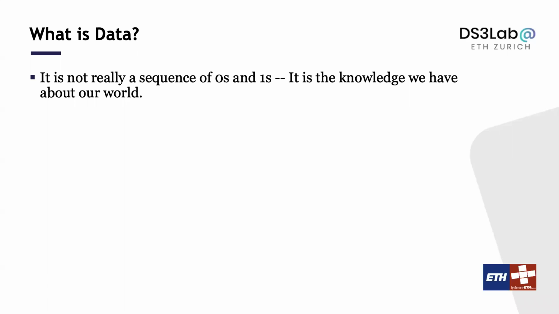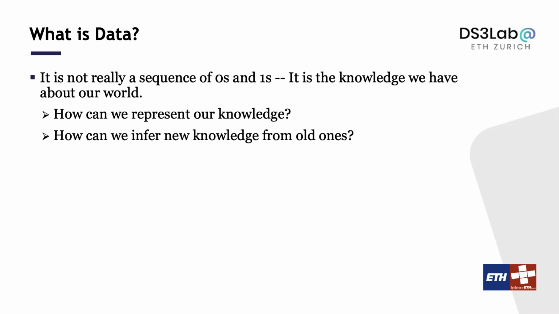So if you take this view, there are essentially two questions that are interesting. The first question is, how can we represent our knowledge? We know a whole bunch of things, right? How can we take a subset of those and how can we represent it in a way that a machine can understand? And the second question is, once we represent our knowledge in a machine readable way, how can we infer new knowledge from the old one? This is also very important, right? If you only store your knowledge but do not generate new ones, one could argue storing them might not be that important, right?